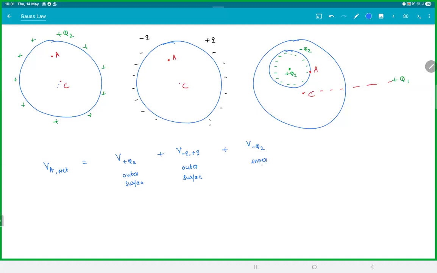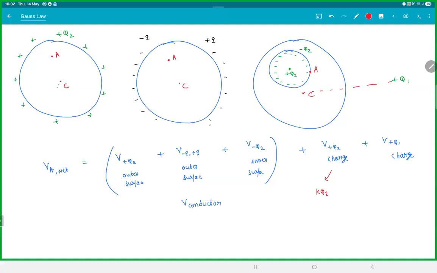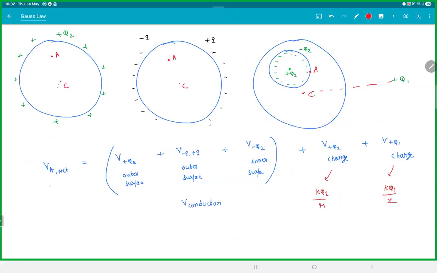Inner surface. These three is the conductor. Plus V due to Q2, the charge, plus V due to Q1, the charge. This guy is simply KQ2 by small r, that's the distance, and this guy is KQ1 by, what was that distance? Z. And what was this guy? KQ2 by r plus KQ1 by d. There you know everything. Substitute, you'll get the potential due to the conductor.